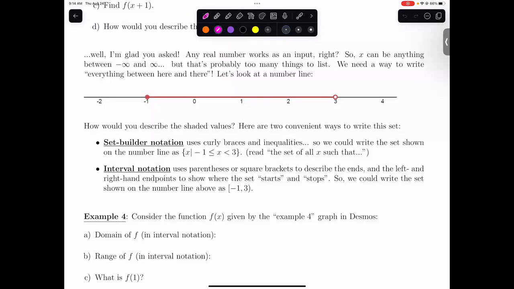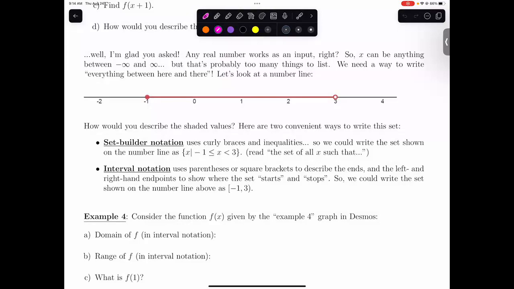Perfect. Everything between -1 and 3. The reason we shade it in is we mean all of it. Somebody last hour said -1 through 3, something like that. That works too. If I know how the number line works, that I'm going to read it left to right, really what I need to know is where does it start and where does it stop?